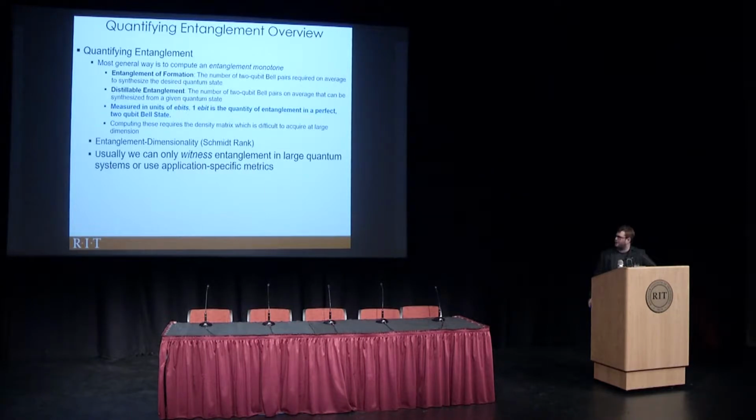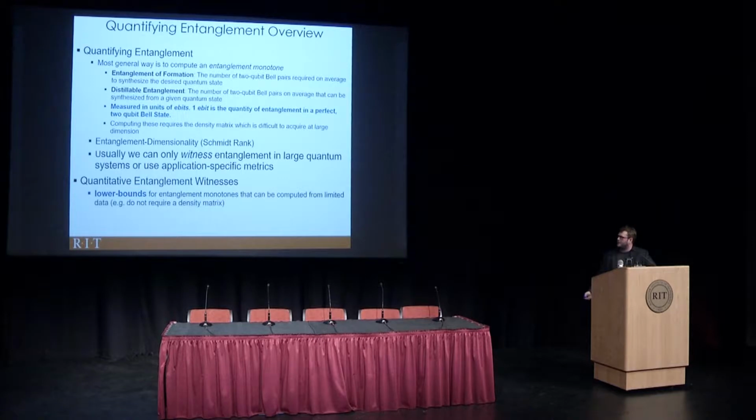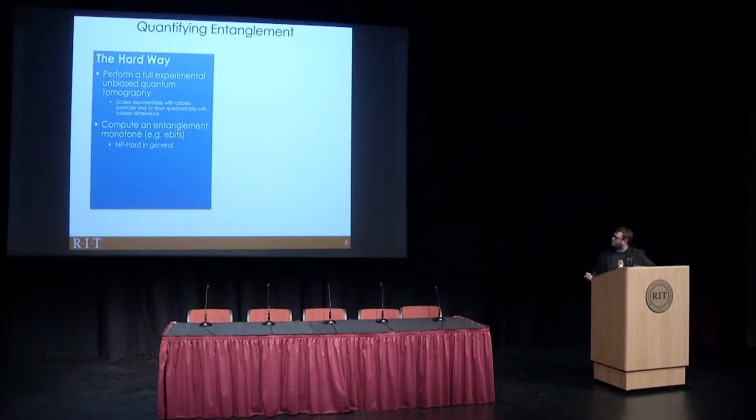Because it's so hard to characterize these systems, you have to do so many measurements, right? In the past, we've really only been able to witness entanglement, meaning you do some measurements on your system and you get a yes, I have entanglement, or a no, I don't. But more recently, we're starting to have what are called quantitative entanglement witnesses, which you give some measurements that you took, and they can maybe give you a lower bound to how many E-bits you have. And hopefully, you don't have to do a tomography.